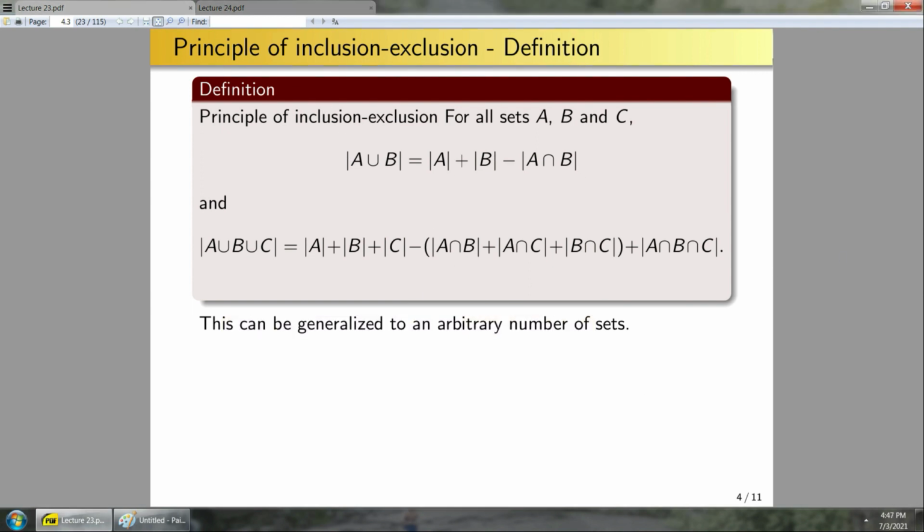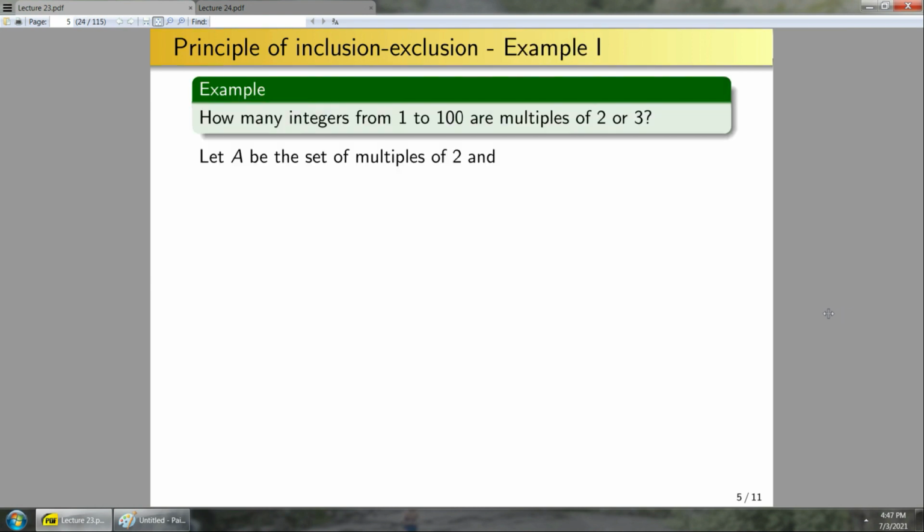Okay, so let's look at some examples. How many integers from 1 to 100 are multiples of 2 or 3? So here I'm going to let A be the set of all the multiples of 2, and I'm going to let B be the set of all the multiples of 3. So here I want to find the multiples of 2 or 3, so I want to know what the cardinality of A union B is. So to do that, I need to first know what the cardinality of A is, what the cardinality of B is, and what the cardinality of the intersection is.